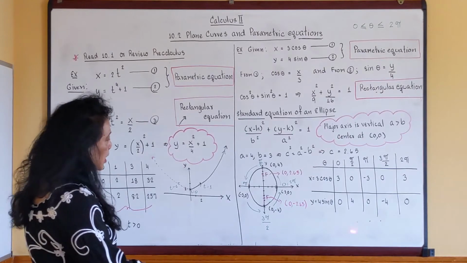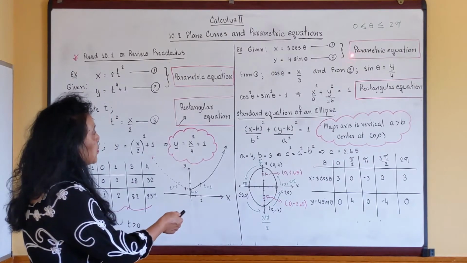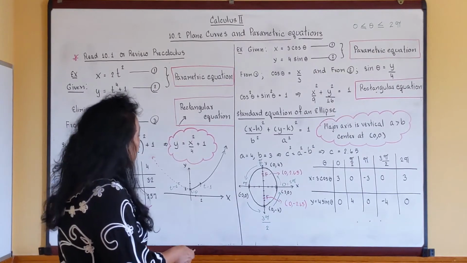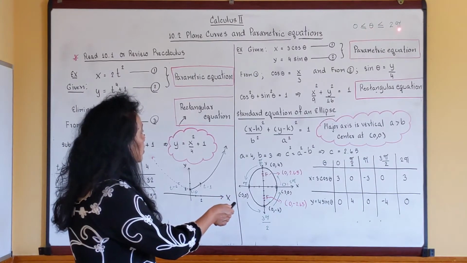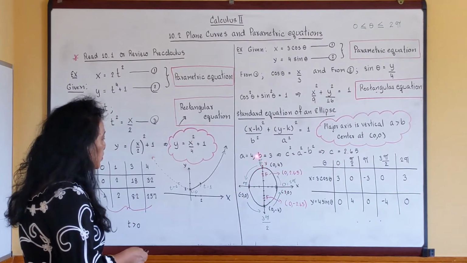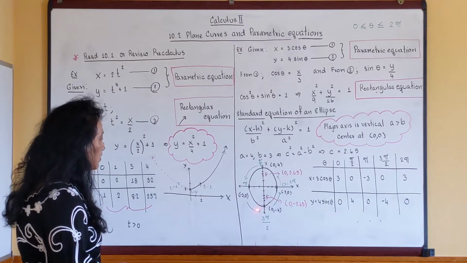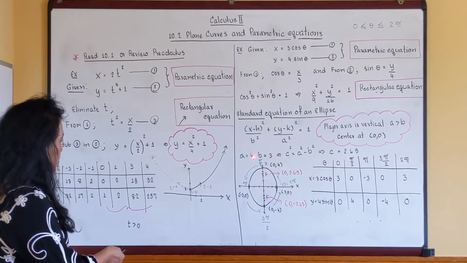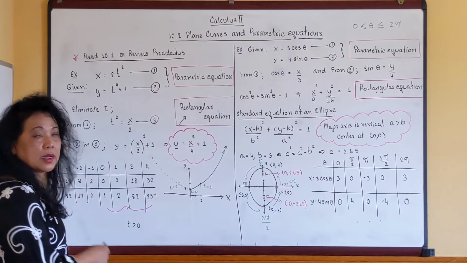However, I'm going to make a table here and use the parametric equations to graph this. Theta is between 0 and 2 pi, so I make it 0, pi over 2, pi, 3 pi over 2, and 2 pi. So the object moves from here to here to here and to here.